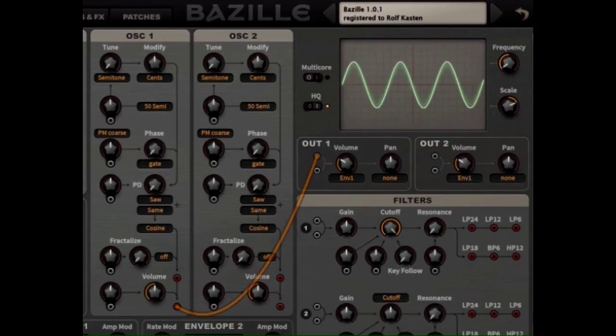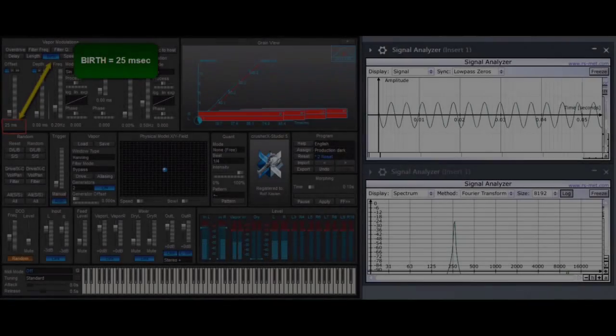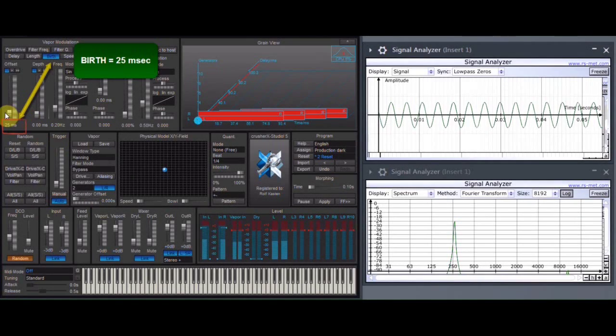Let me demonstrate what happens with the different length adjustments and birth at, let's choose, 25 milliseconds. The content of the grains is a simple sine wave with a frequency of about 250 Hz.